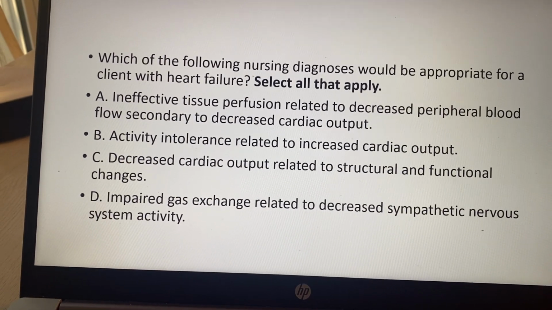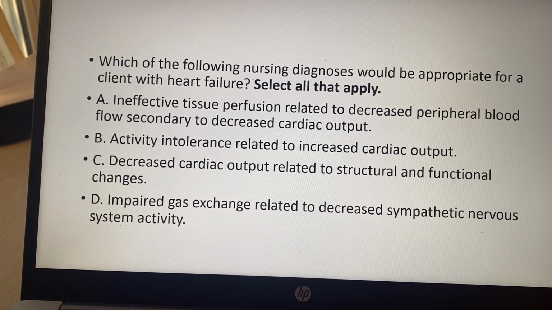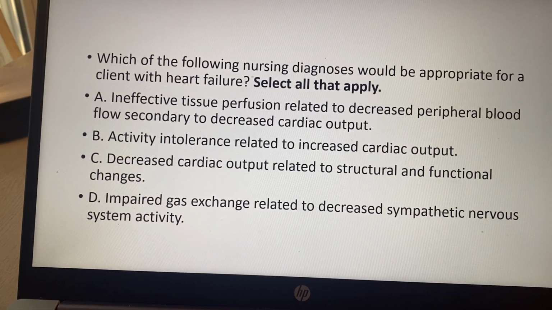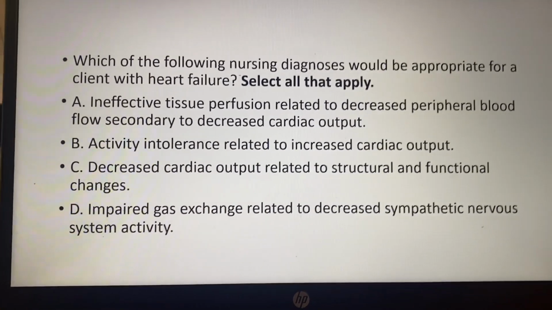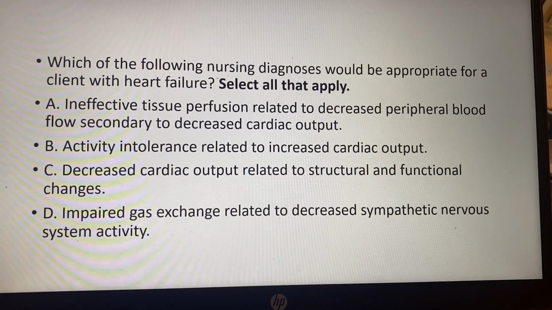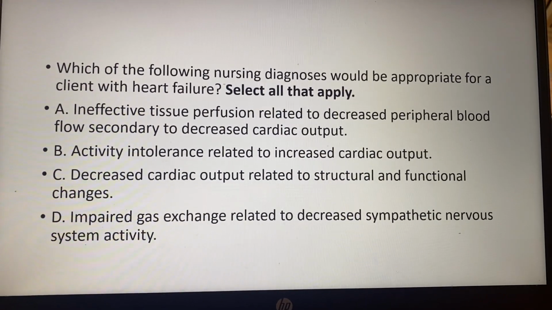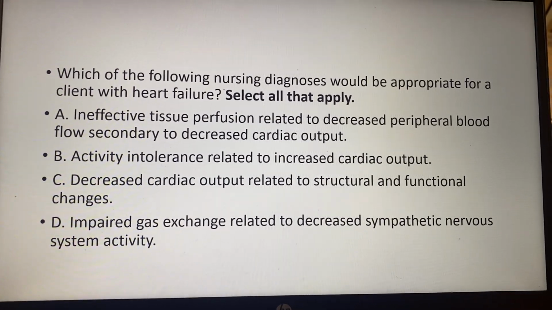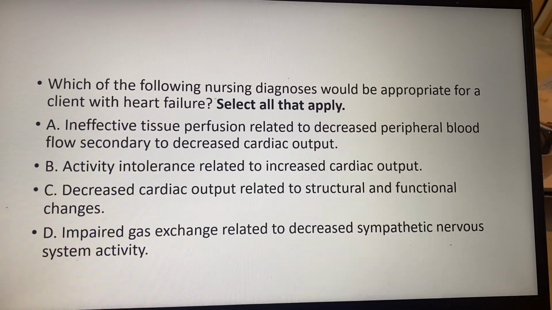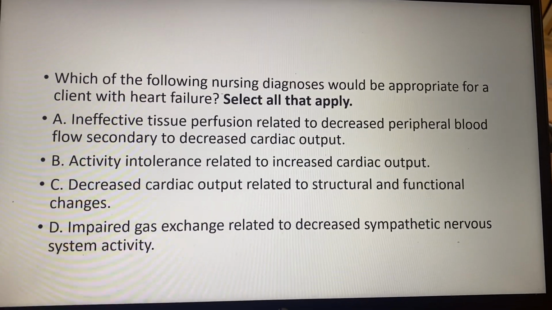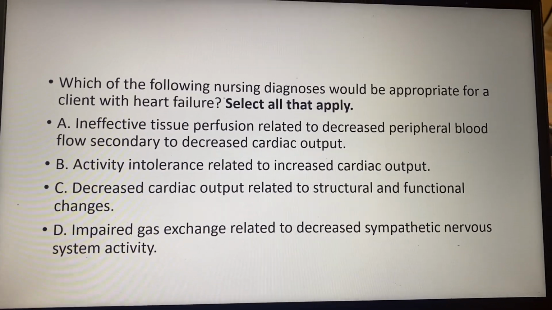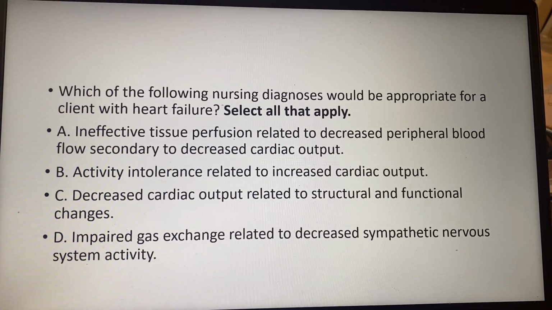And D, impaired gas exchange related to decreased sympathetic nervous system activity. Yes, they're going to have impaired gas exchange because we know the lungs and heart work together. The heart is an ineffective pump, but it's not related to decreased sympathetic nervous system activity. It's related to increased. Guess what? The body's going to be notifying the heart, pump faster, pump harder. We have epinephrine, norepinephrine, those catecholamines that are going to stimulate the heart. So we're going to have more sympathetic nervous system activity because the body is trying to push out more. It's going to be tiring itself, pushing out more to get blood throughout the body.